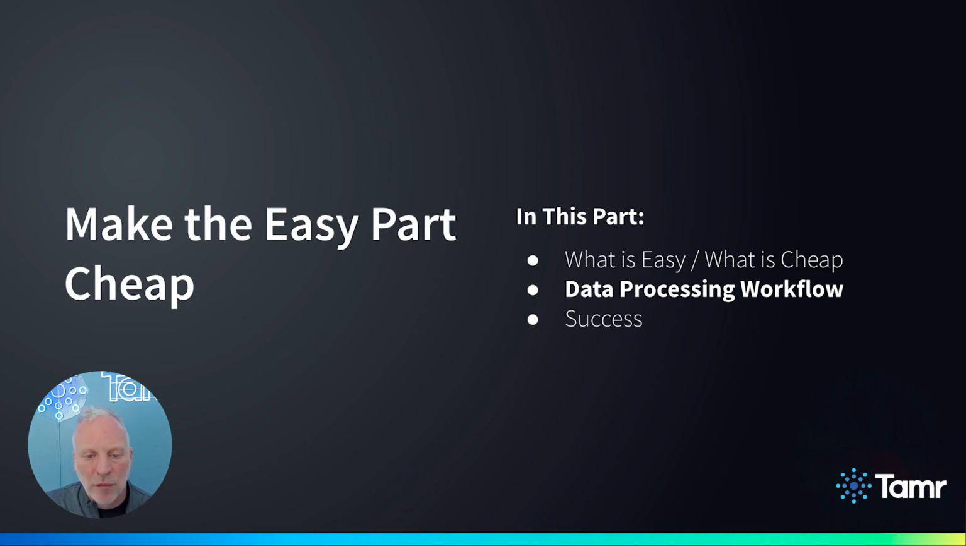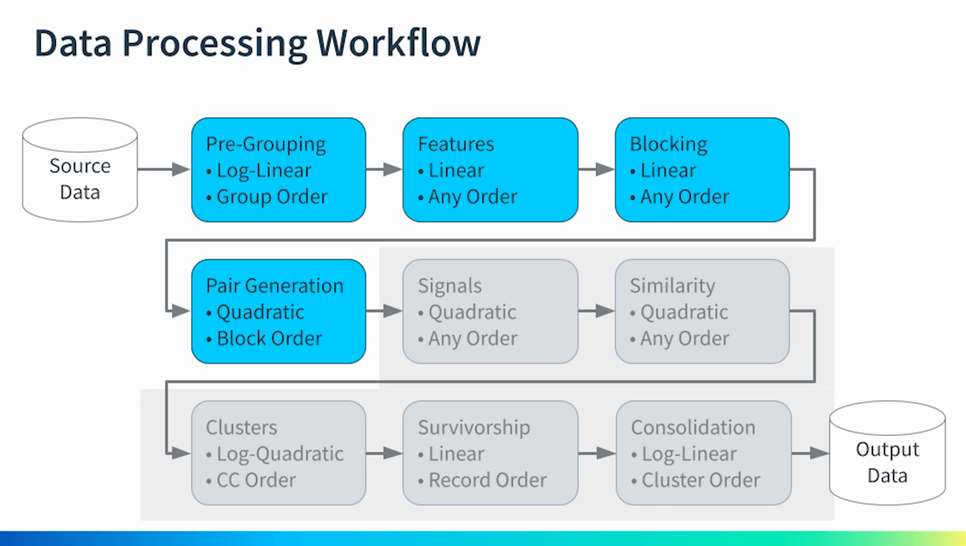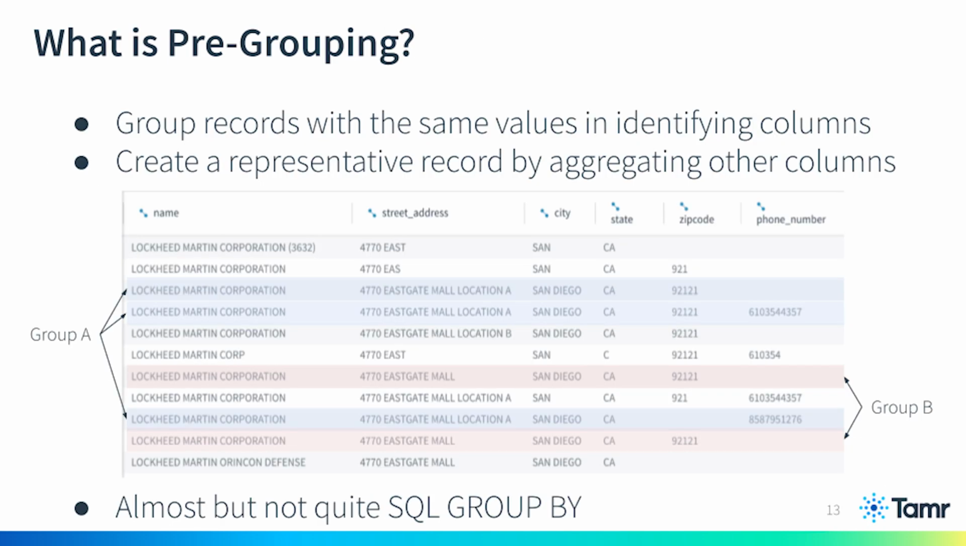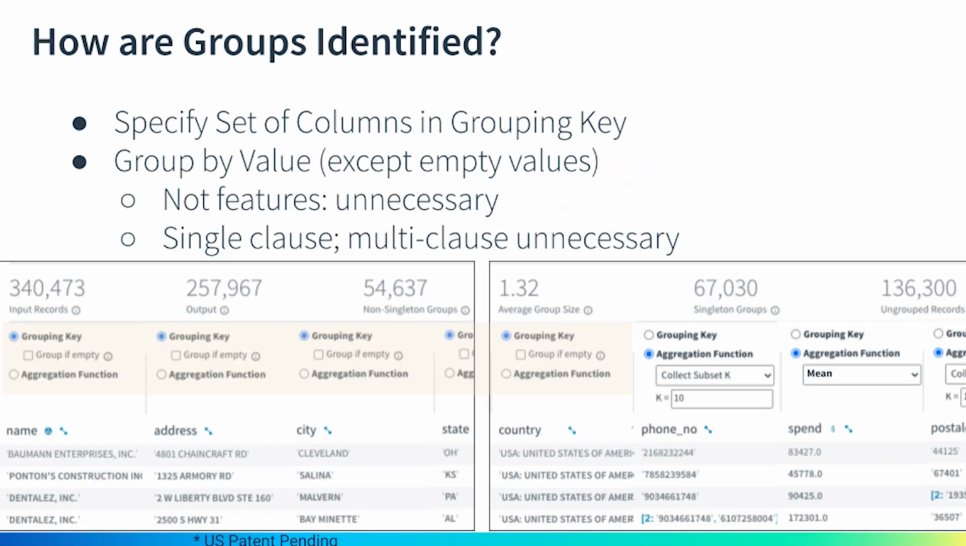With that understanding of what is easy and what is cheap, we can talk about our data processing workflow. This is our end-to-end data processing workflow. In this part, we're only going to cover the first 4 steps, which is dealing with the easy part. Step 1 is pre-grouping. This is dealing with obvious matches. Our goal is to group together records that have the same values in identifying columns and create a representative record using some clever aggregation on the other columns. This is almost, but not quite, a SQL group by.